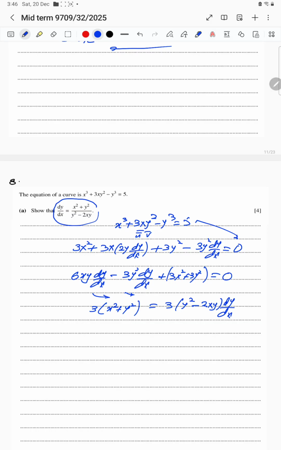I took these two terms, this one and this one, on the other side, and took common 3 dy by dx to get the result. So this will be divided by this, 3 cancels, and dy by dx is the required result I'm looking for to prove my answer, (x square plus y square) over (y square minus 2xy), hence proved. It's a free 4 marks question, very easy, just based on your grip on differentiation.